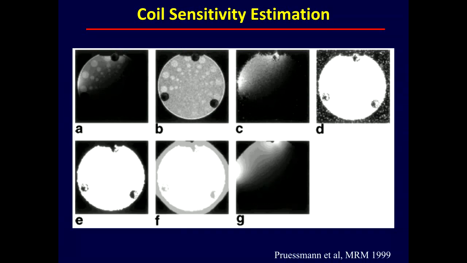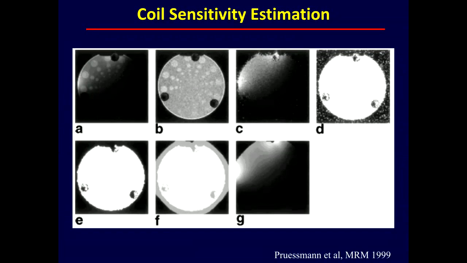So what you do is divide the magnitude of each individual coil element image by the body coil images. That's how you can get coil sensitivity maps like this. If you just do raw division, it's going to be something like this. It's not going to be very smooth because there's noise there, all kinds of things.